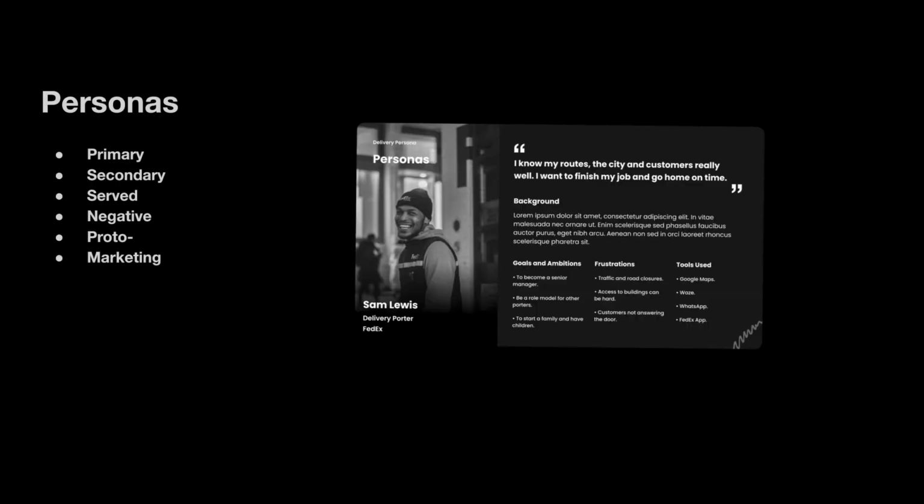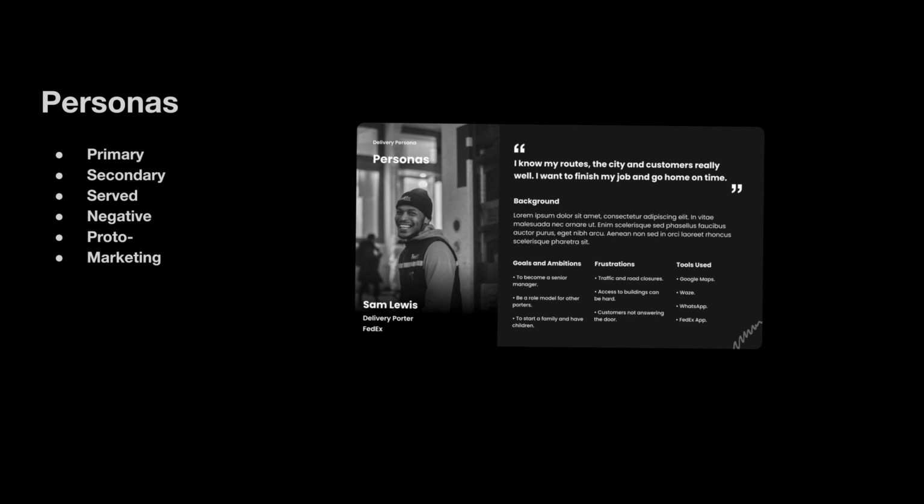Next is personas. There are 6 personas. There's a primary persona, where money comes from. There's a secondary persona, often a service worker like our delivery driver here, Sam Lewis, who we pay to deliver the package. Uber has an Uber driver, Airbnb has a host. The served persona is like the child, the disabled, the homeless. We serve them. There's no way we would ask them for money, nor ask them to interact with our UI.